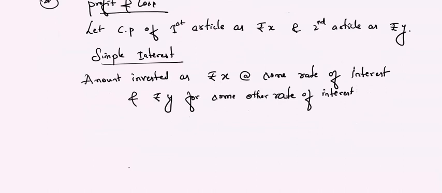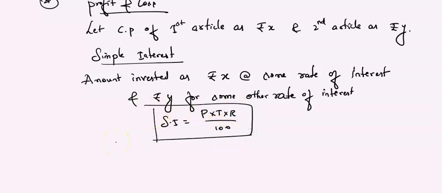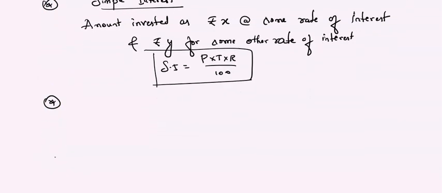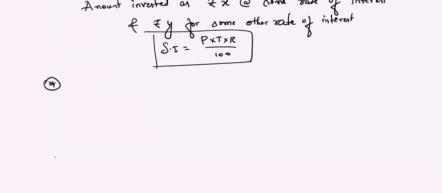Simple interest is nothing but principal into time into rate of interest by 100, PTR by 100. This is the formula you have to use to solve the problem based on simple interest. Anyhow, while we solve the problems, I will let you know how you can use these formulas and frame the equations. But here I am just showing you the beginning procedure, the first step, how you have to assume the cases and convert them into equation form.